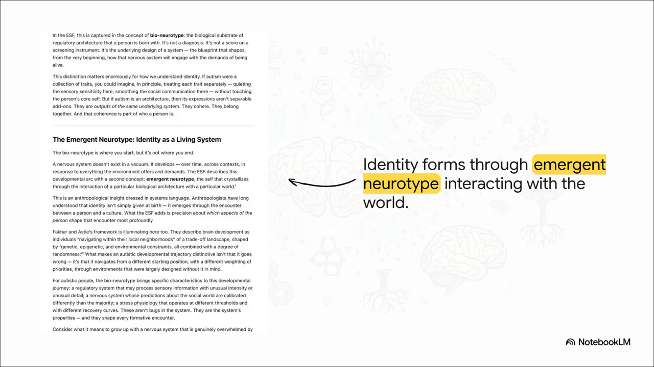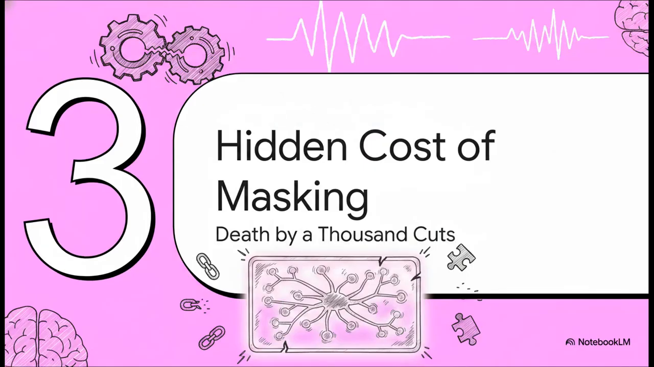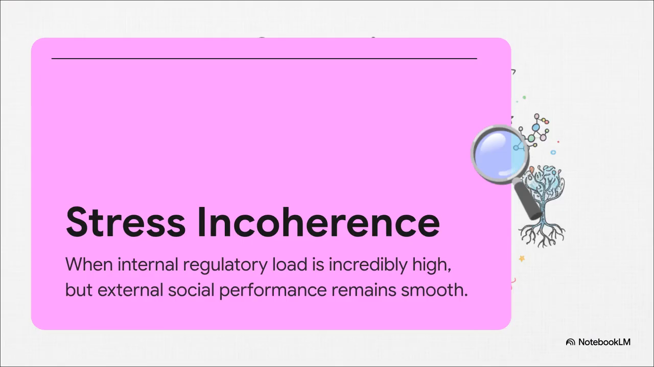So if you picture an autistic child moving through environments built for a totally different architecture, like a chaotic, noisy grocery store or a classroom with buzzing fluorescent lights, they aren't just feeling a bit uncomfortable. They are continuously learning about the huge gap between what their system needs to function and what the world is actually giving them. Their identity emerges right out of that friction. Which brings us to Section 3, the hidden cost of masking, or, as I like to call it, death by 1,000 cuts. Let's talk about a really critical concept called stress incoherence.